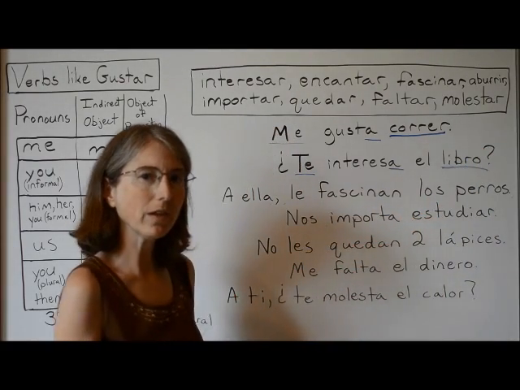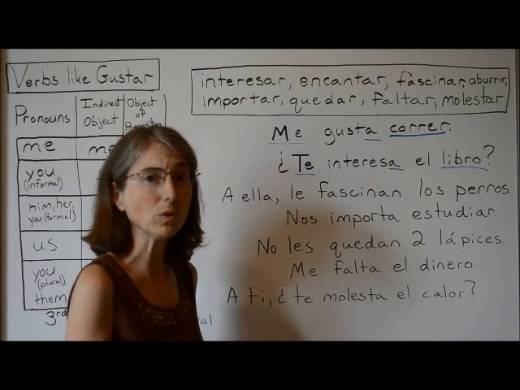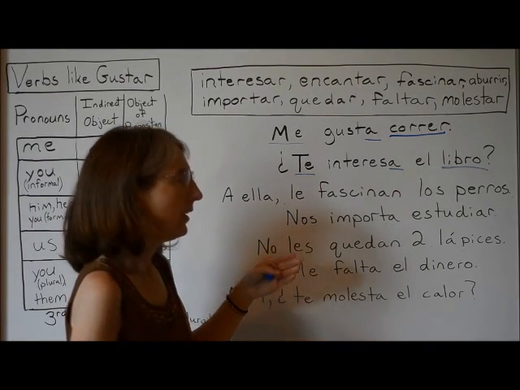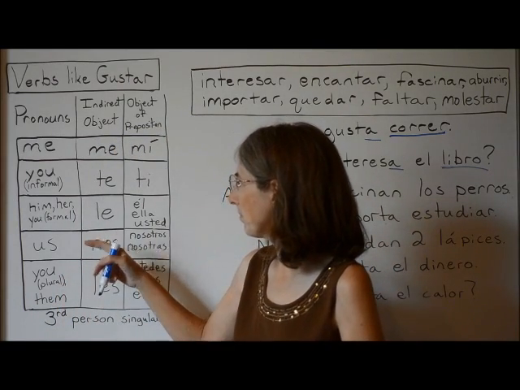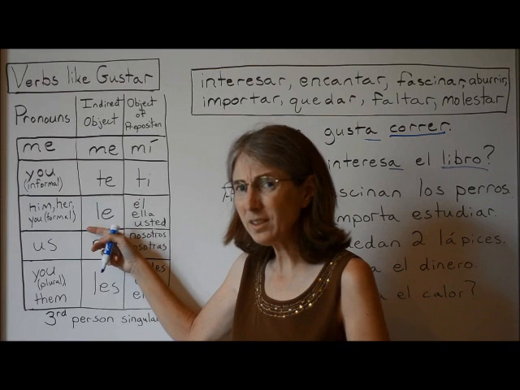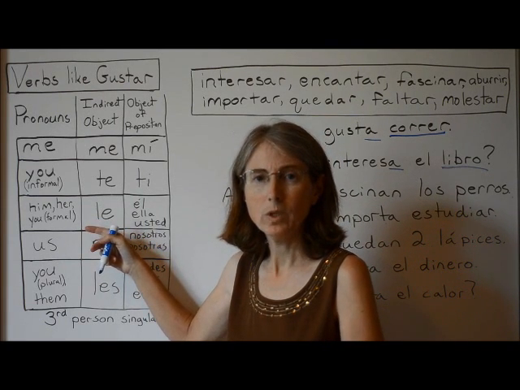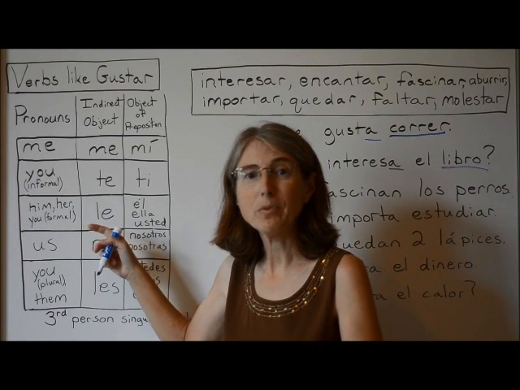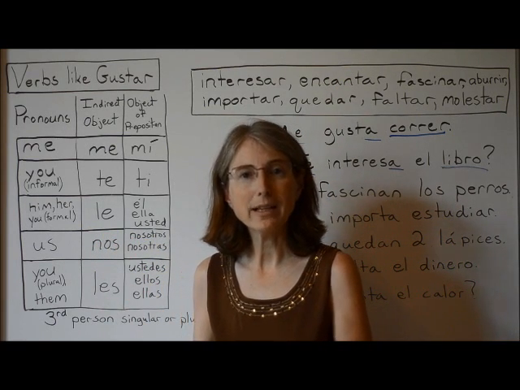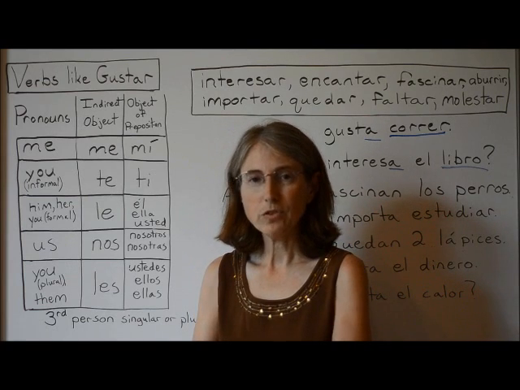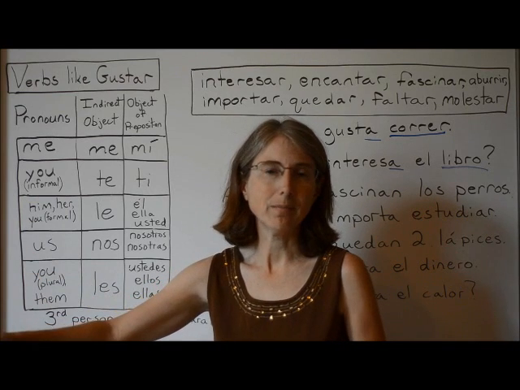So just like other questions that we may have learned to form in Spanish, these verbs are no different. Now, when we use the indirect object pronoun le, it can mean him, her, or you formal. So a lot of times we add a prepositional phrase on the beginning of the sentence to clarify who le is talking about. And we'll say to her or to him, running pleases him.